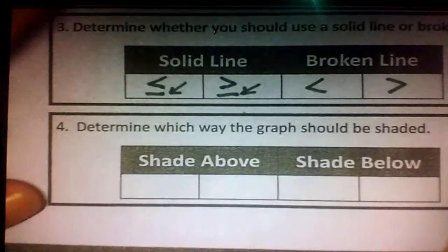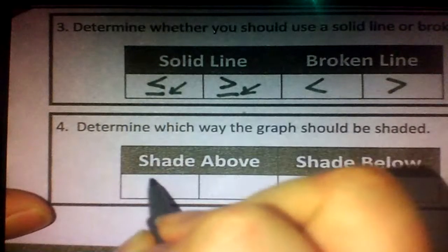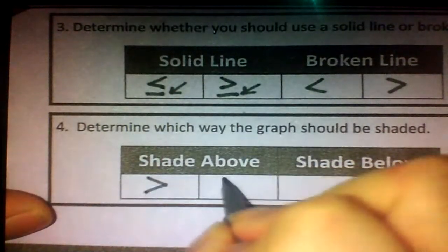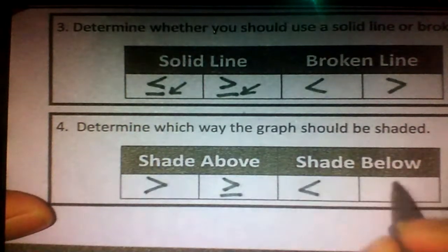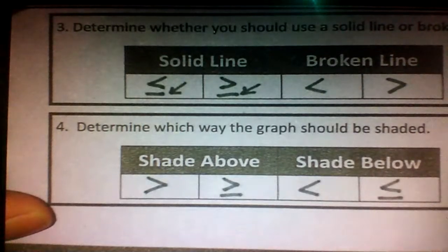So when I'm trying to shade above, I'm looking for greater than or equal to. And when I shade below, I'm looking for less than or equal to.